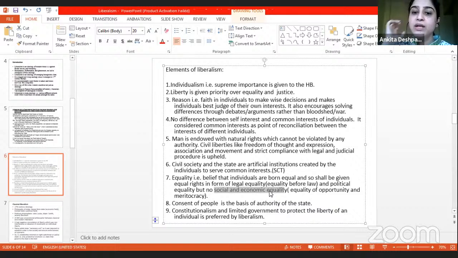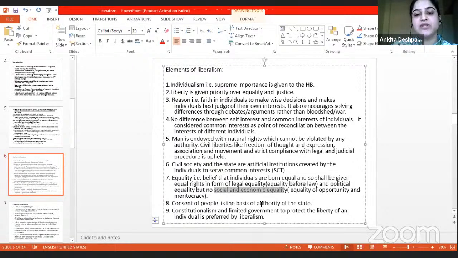They talk about economic equality only from the point of view that these are the things made available to you; utilize them and create a life of your own. If you're super successful, that success is yours. If you are poor, that failure is yours. So it's not going to talk about social and economic equality. This concept will only come when you talk about modern liberalism.